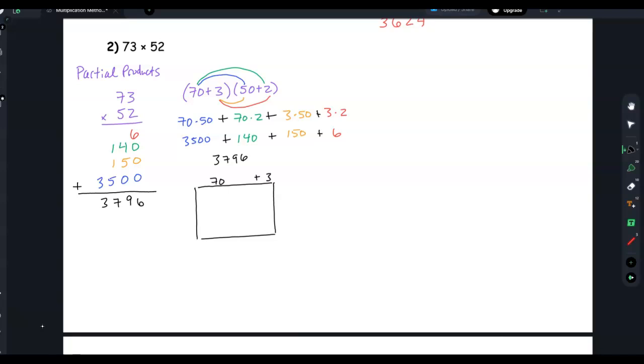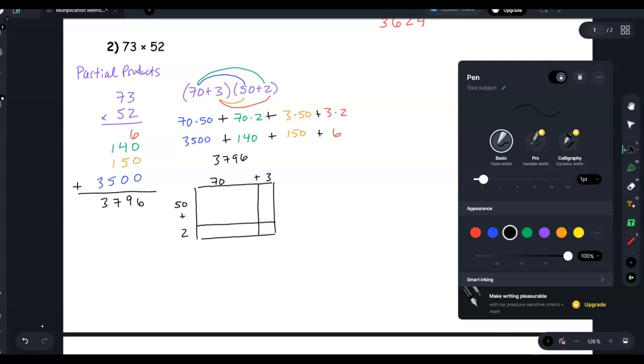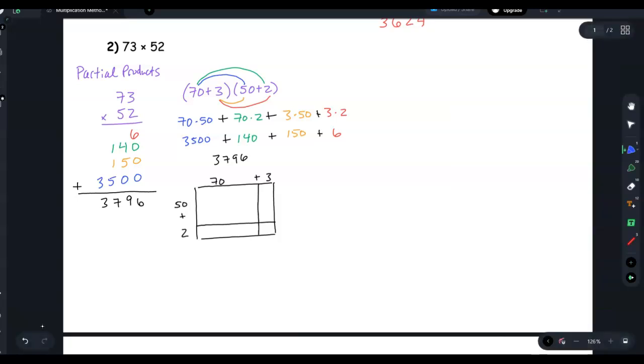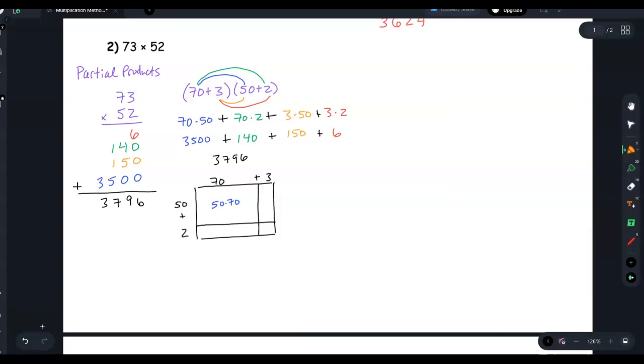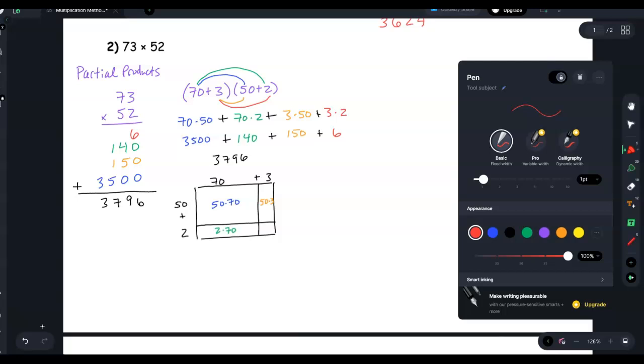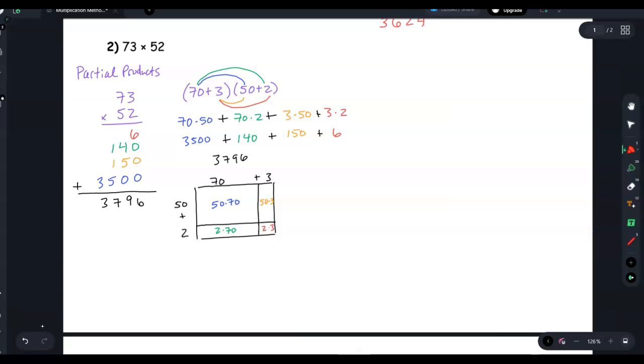So I'm going to go ahead and do 73 across the top, since that's my longer side. And then the 50 plus 2 is going to be along the left-hand side. And then I'm going to go ahead and color code, but then write these products in there. So this one's going to be 50 times 70. This one's 50 times 3. This one's 2 times 70. And then this one's 2 times 3. So there's my completed area model.